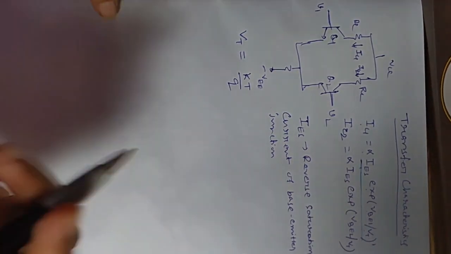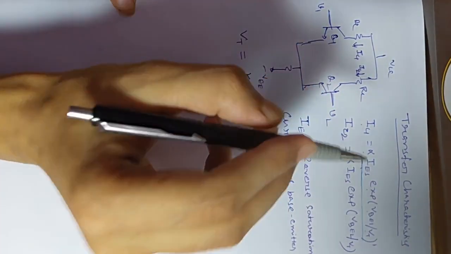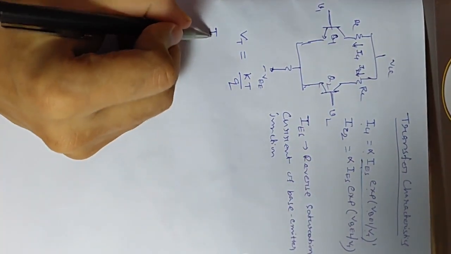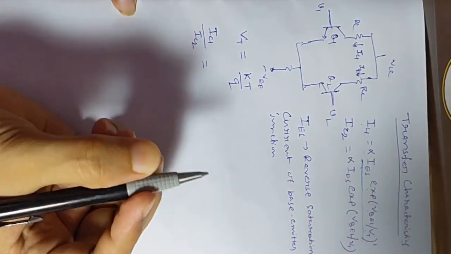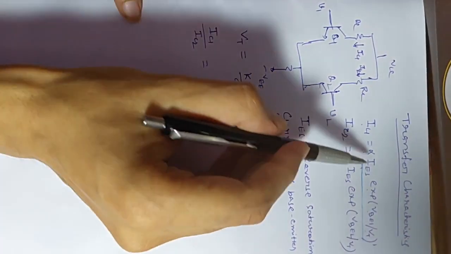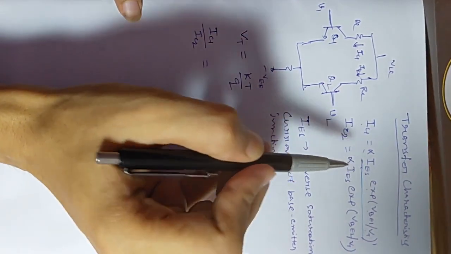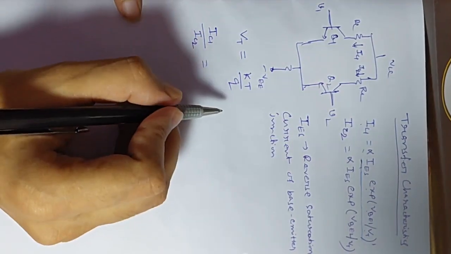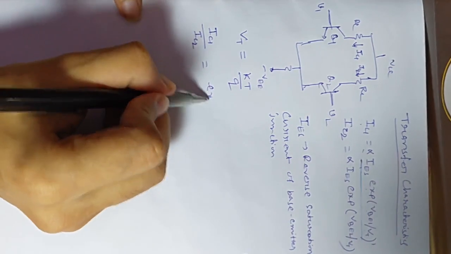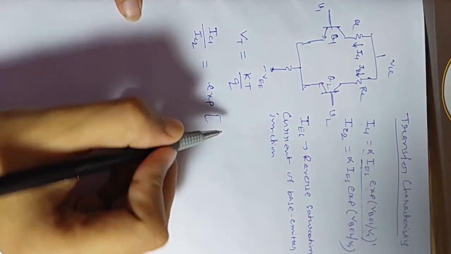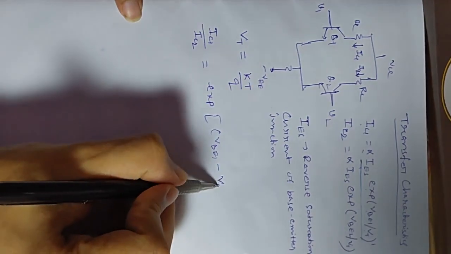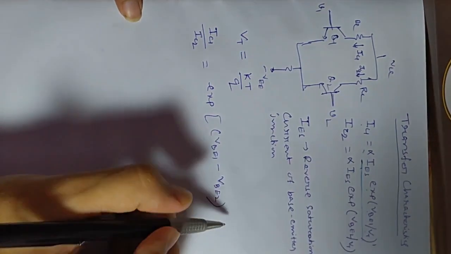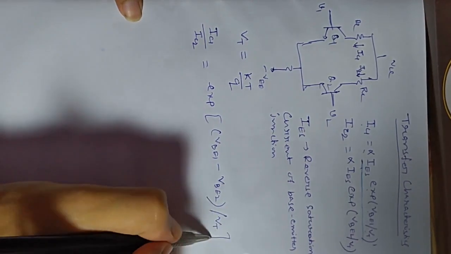Now if I take the ratio of the two currents, that is IC1 by IC2 equals, so this alpha times IES will cancel out, and the remaining part will be e to the power, that is EXP, VBE1 minus VBE2 by VT.